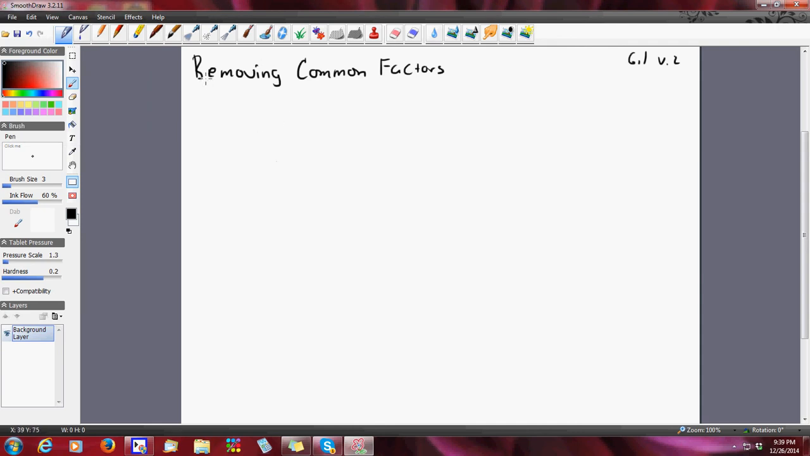This is the very start of our factoring unit, and this is really an important topic. I'm going to go through this step by step, and you can remove common factors. What I want you to remember is this: when we distribute, if we have something like 3 times a plus 4, we distribute and we get 3a plus 12.